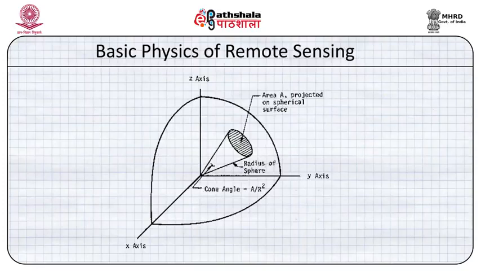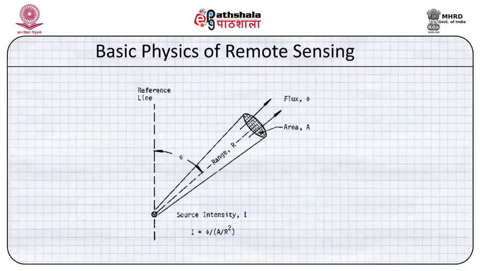Now, the radiant intensity of a point source in a given direction is the radiant flux per unit solid angle of the source in that direction. That means the energy which is leaving in a particular direction through the cone angle is called the radiant intensity. The unit of radiant intensity is watt per steradian, as shown in figure 7.